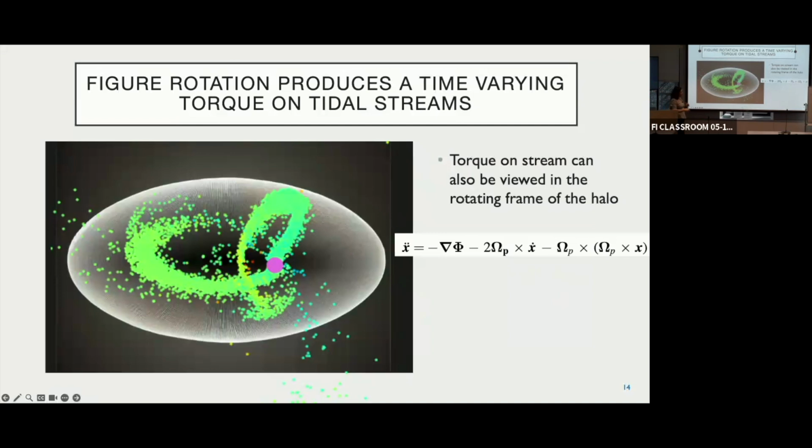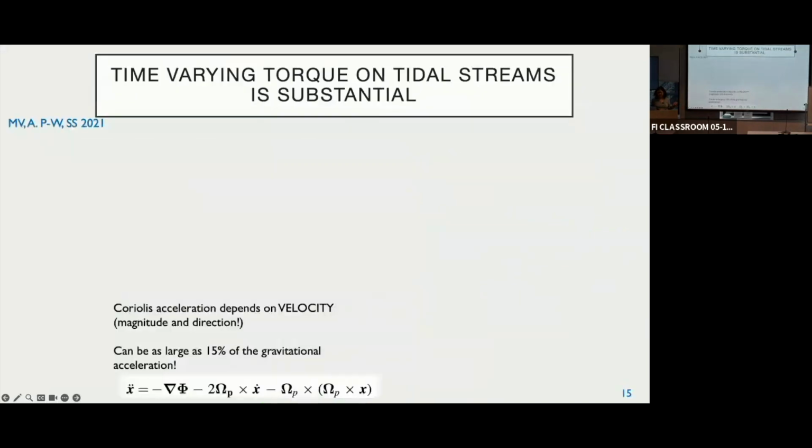Okay, and so the net acceleration in this kind of potential is, of course, the standard gravitational one. If you're looking in the frame of the halo, which you can do, it would have both the gravitational component, that's just the grad phi, plus a Coriolis acceleration and a centrifugal acceleration. And so for something like the Sagittarius stream, you can look at how these different accelerations vary as you go across the stream.